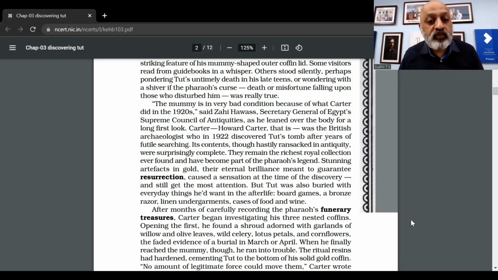But Tut was also buried with everyday things he would want in the afterlife. It's almost very funny, right? Board games, a bronze razor, linen undergarments, cases of food and wine, as though he will be using all these things after death, as though he will be shaving with that bronze razor after he is no more, as if he would be consuming food and wine after he is dead. But that was what the belief of the Egyptians was.